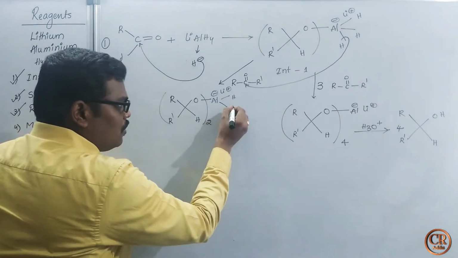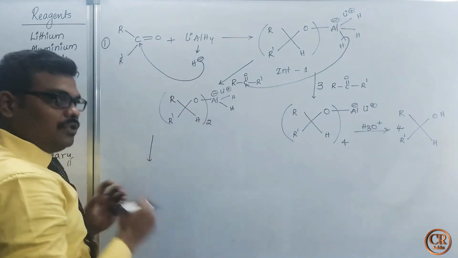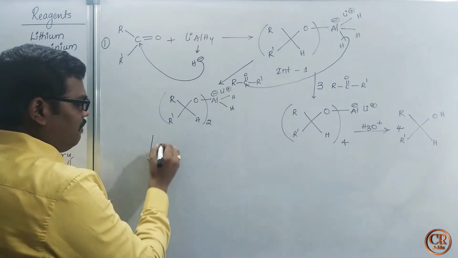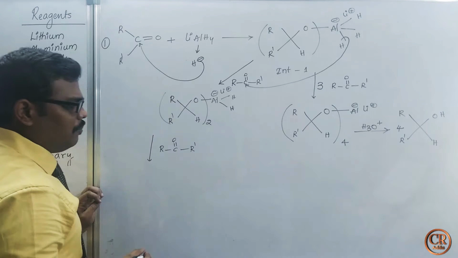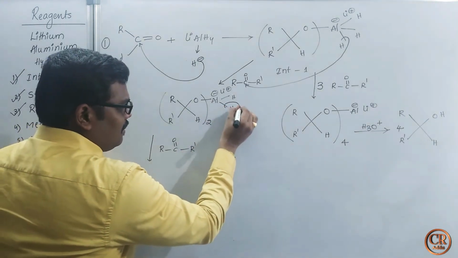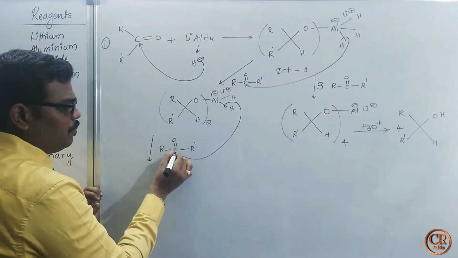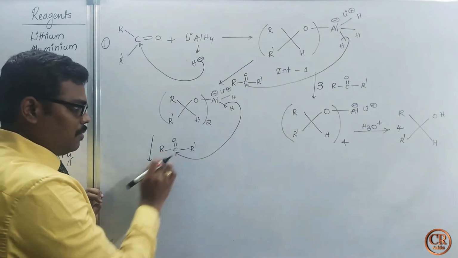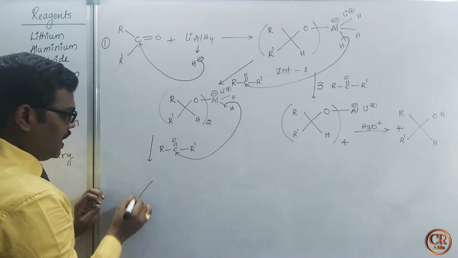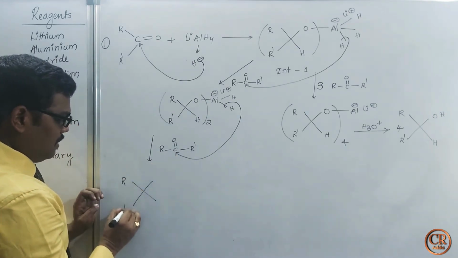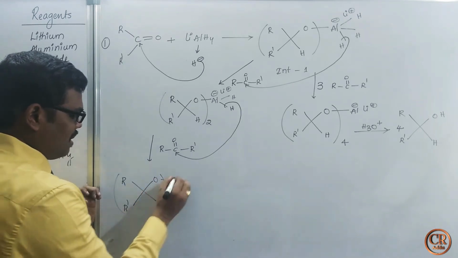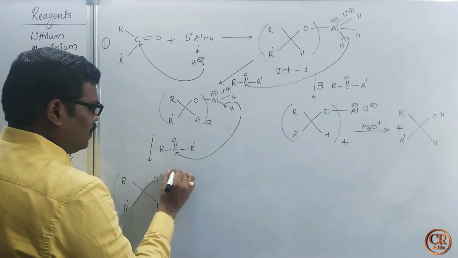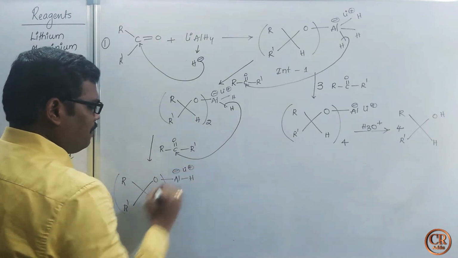Here, because of 2 more hydrogens, it can again react with 2 more carbonyl compounds. Anyway, first I am going to take 1 mole of carbonyl compound. Here the hydride ion is transferred as a nucleophile to the positively charged carbon of the carbonyl compound, and we get another complex. In this complex, 3 alkoxy groups and 1 hydrogen are bonded to aluminium.